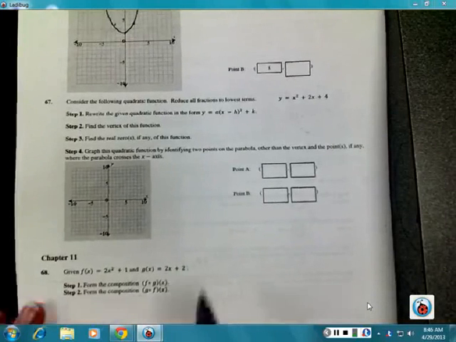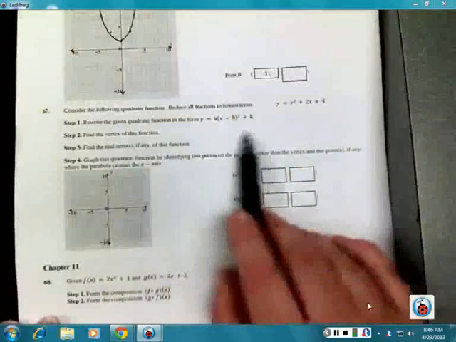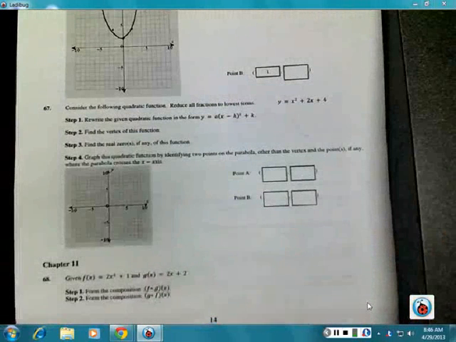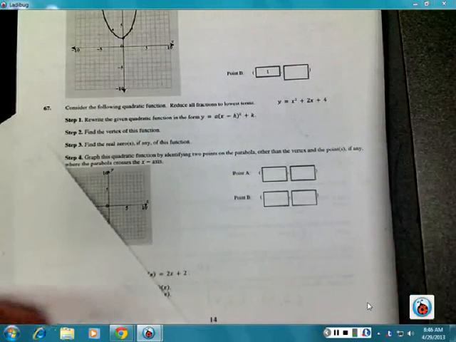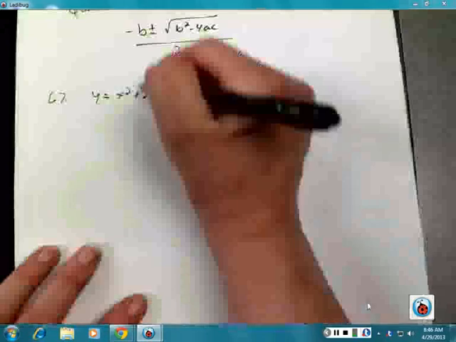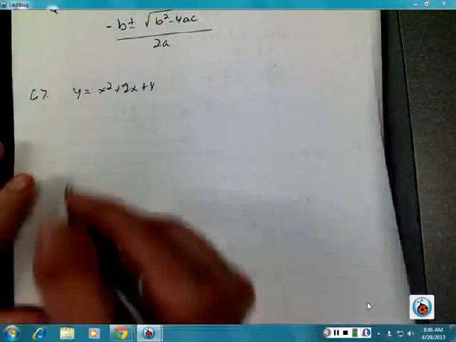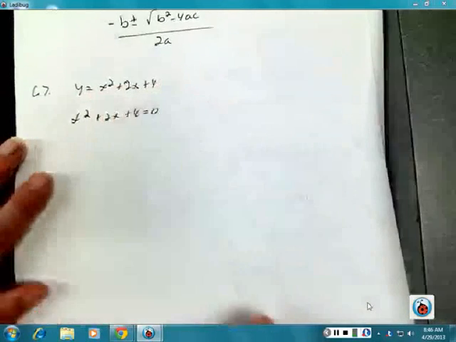But that one you've got to get in this format. So maybe we better do that one. If I've got to get it in this format, how do I get that to look like that? So if I have, this is 67, y equals x squared plus 2x plus 4, how do I get it looking like that? Well, I set it equal to 0. Minus 4.